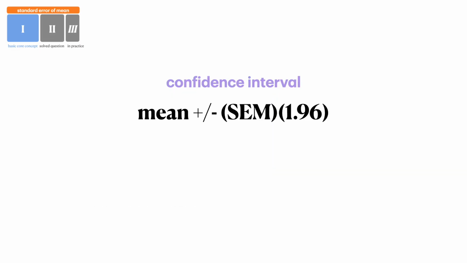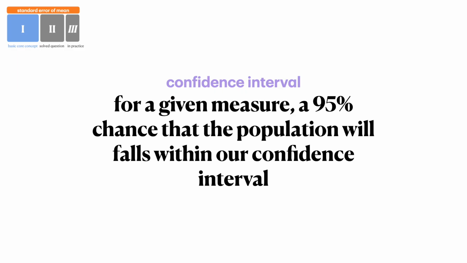Now, a confidence interval is just going to be the mean that we got from our study, the study mean, plus or minus the standard error of the mean times 1.96. This 1.96 being a constant. All this maths jargon aside, the true value of a confidence interval is the following. For any given measure, there's a 95% chance that the population value will fall within our confidence interval.